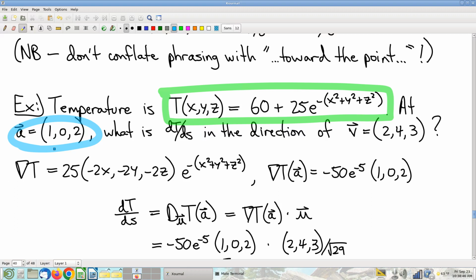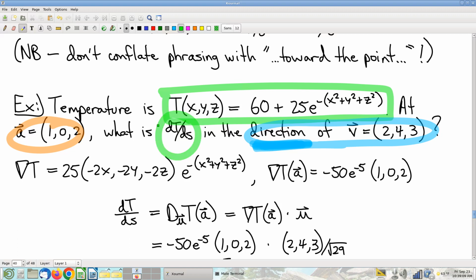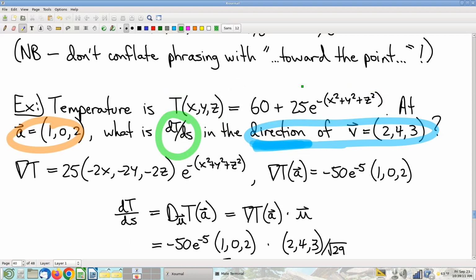Anyway, where I happen to be, for whatever reason, I'm at this point, and I'm moving in this direction. And again, direction, right? So we have to think unit vector. I'm going to have to normalize that vector. And I want to know what is dT/ds? How fast is temperature changing per unit distance?